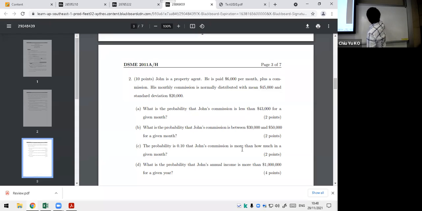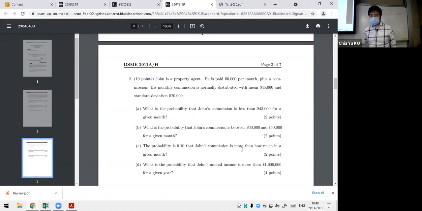So that means his income is two parts. His income is Y, 6,000 plus X, right? And X is normal distribution with mean 45,000 and standard deviation of this, right? So this is the question that gives you this information. I just rewrite it in the notation form. You don't have to write it, but this is the way that the math looks like.